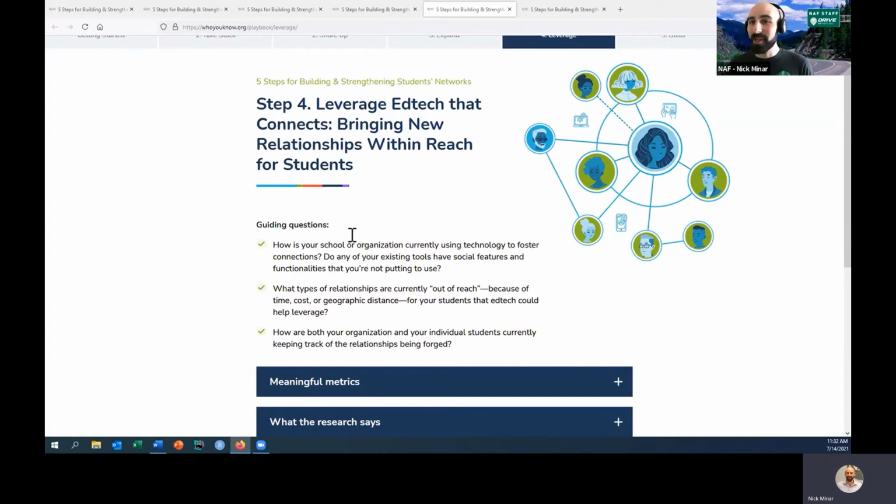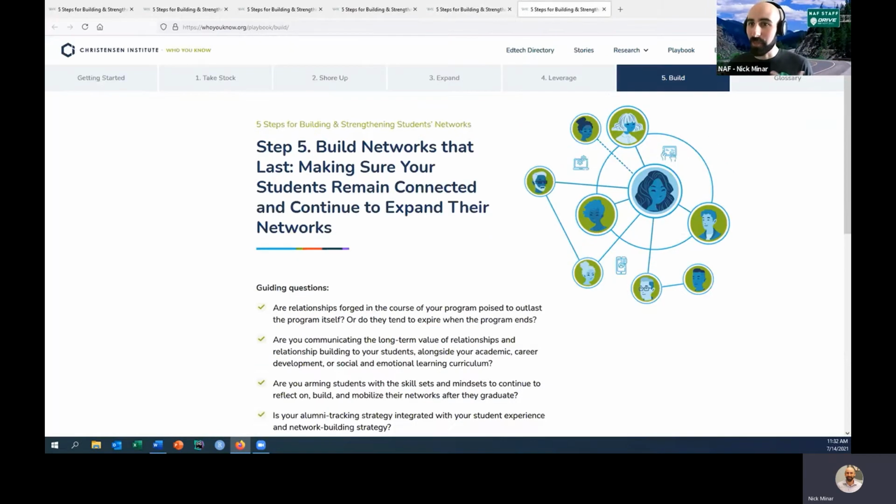Really quickly though, I want to hit step 5 and then open it up for some questions and comments from the audience. So last but certainly not least, and something you've already alluded to, is to build networks that last and to make sure students remain connected and continue to expand their networks. So how or why should educators keep this in mind? What can we do today that perhaps is going to facilitate this step?